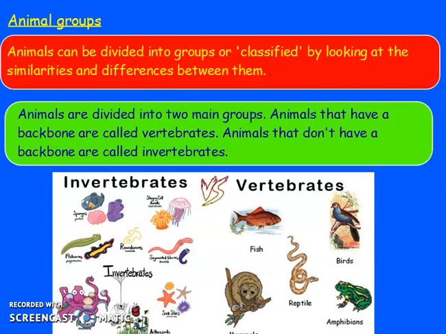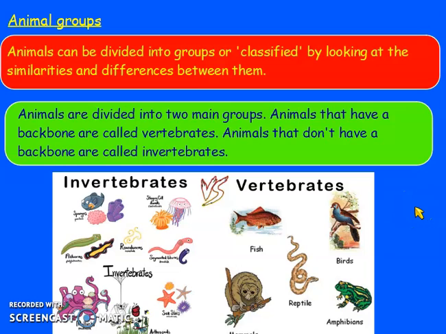Okay, so I hope you learnt something from that video clip. Let's recap on some of the things that we've learned. Animal groups. Can you read with me? Animals can be divided into groups or classified by looking at the similarities and differences between them. Animals are divided into two main groups. Animals that have a backbone are called vertebrates. Animals that don't have a backbone are called invertebrates.